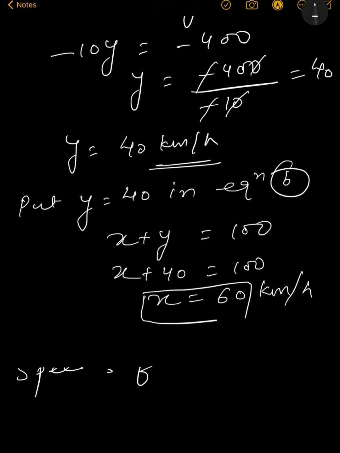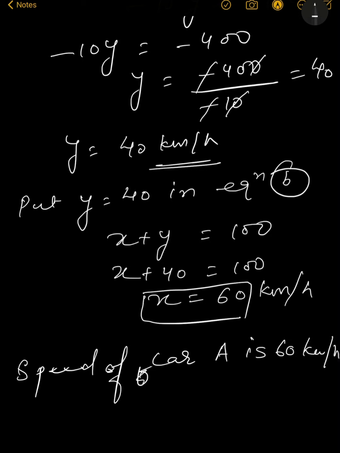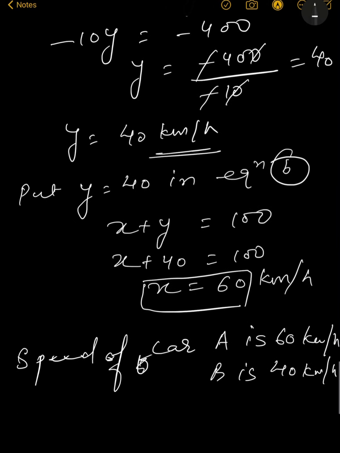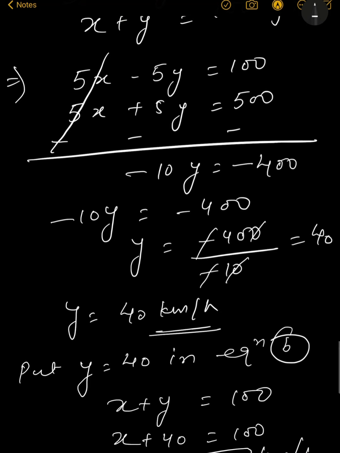So the speed of car A is 60 kilometer per hour and car B is 40 kilometer per hour. Here the units are kilometer and hour, so you need not convert anything. Again, you can check your answer. You can put these values in equations A and B. If they satisfy them, that means your answer is correct, provided you have written the correct mathematical statements.